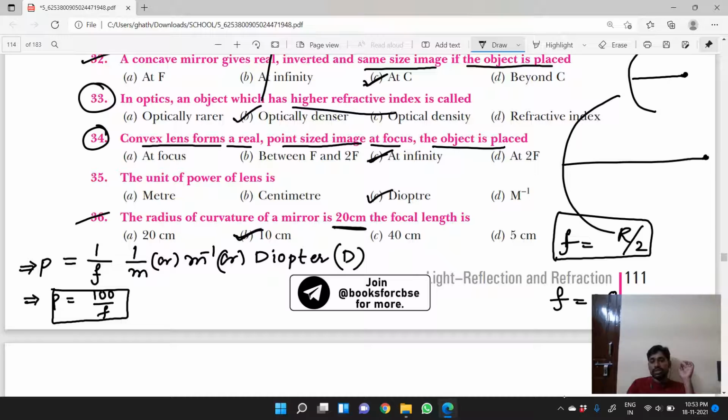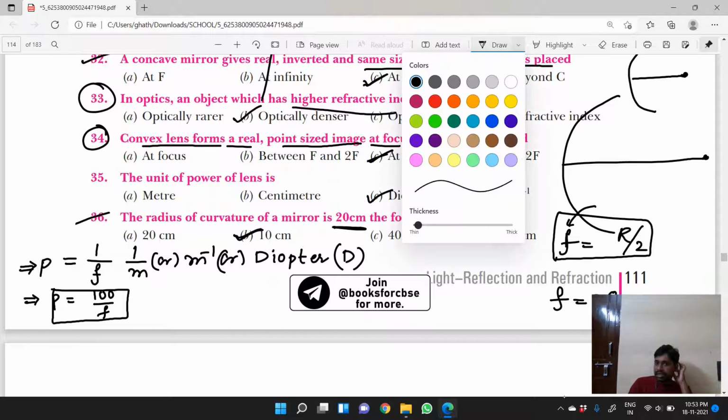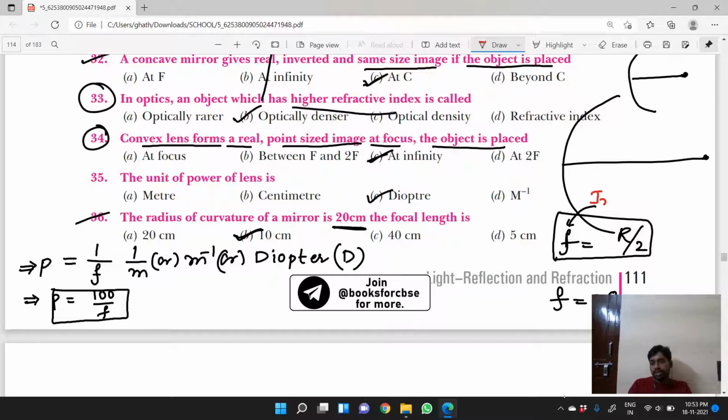My dear students, here the question is very important. That is, this radius of curvature is independent of the medium. This focal length and radius of curvature are independent of the medium, because there is a chance of a question being asked.